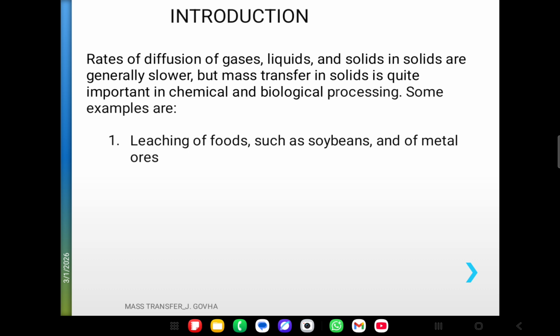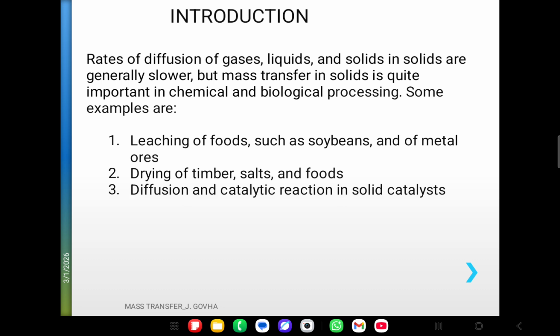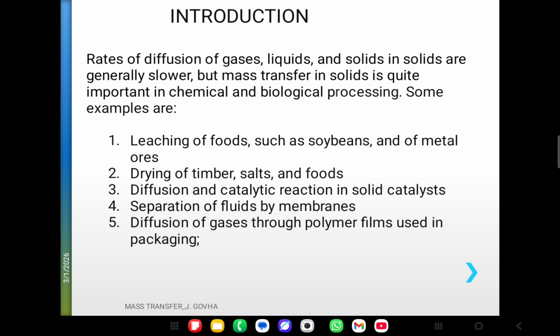Some of the examples here are leaching of foods such as beans, soybeans, and of metal oils, drying of timber, salts and foods, diffusion and catalytic reaction in solid catalysts, separation of fluids by membranes, diffusion of gases through polymer films used in packaging, and treating of metals at high temperature by gases.